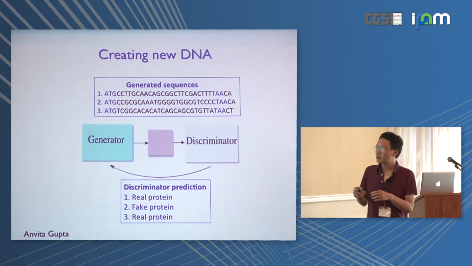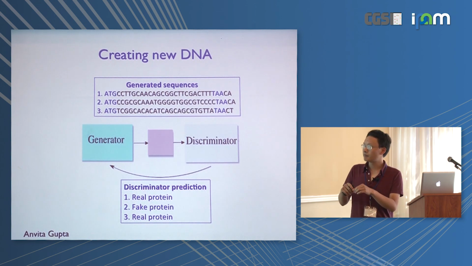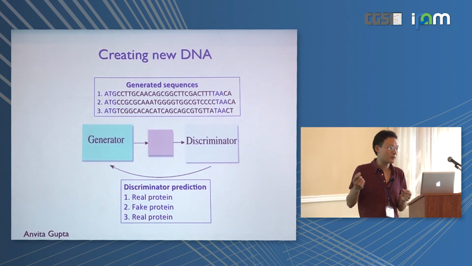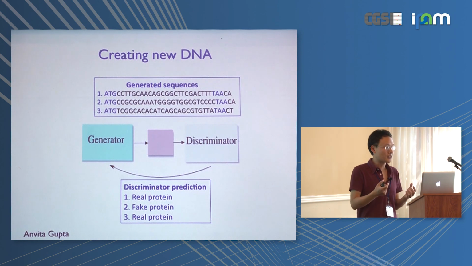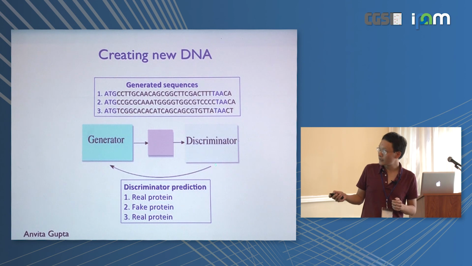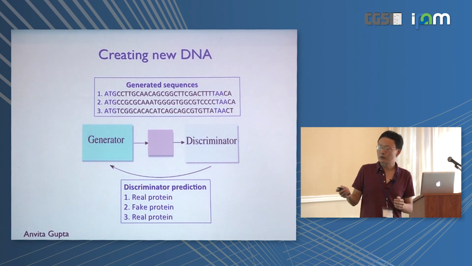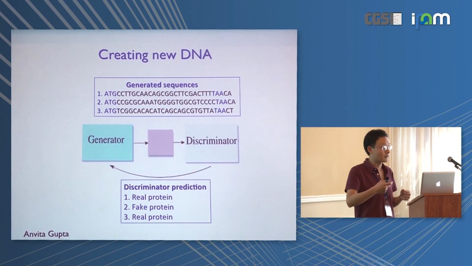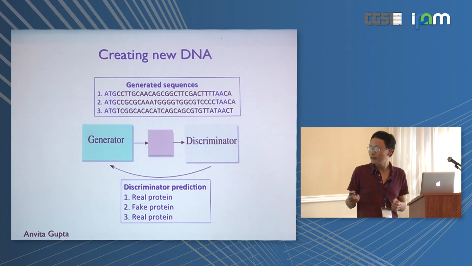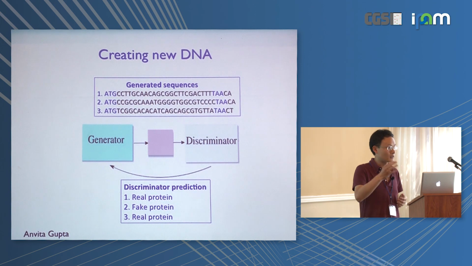A simple goal, for example, would be to see whether we can generate proteins that actually look realistic. This is a proof of concept. In this case, the generator is trying to generate DNA sequences that code what it thinks are realistic proteins. And then the discriminator is trying to classify those proteins as to whether they look real or fake compared to the existing database of human proteins.